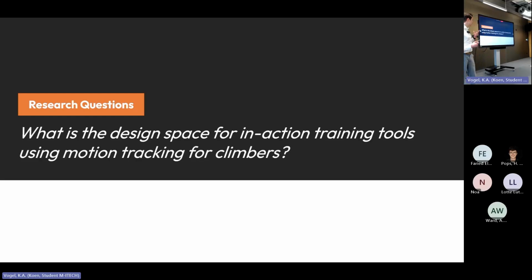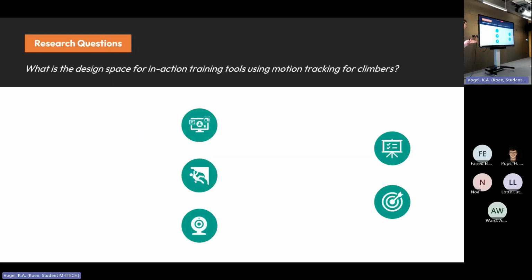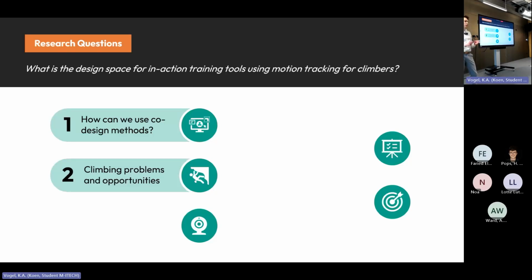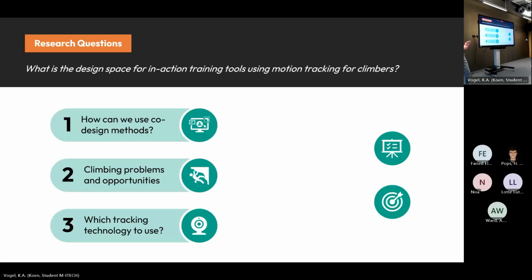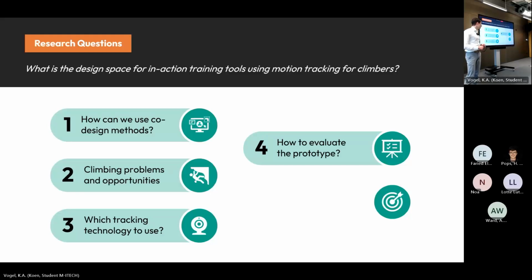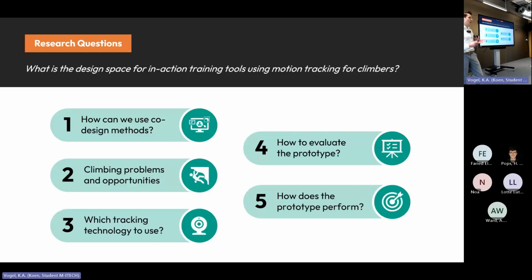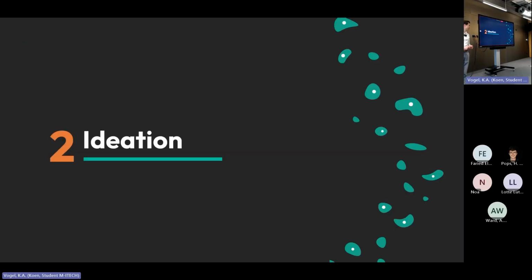This can be broken down into sub-questions, which I've summarized for you because they're all very long. First, the design method, and that is how we use co-design during our process, which means involving users. Second is find out which specific climbing opportunities and problems we're going to tackle. So that's still in the bottom right quadrant, but it basically means the problem is not yet defined and it's going to be explored along the way. Third, which tracking technology are we going to use? So really deep dive into the technology. Then we need some metrics on which the built prototype can be evaluated. And finally, how does the prototype then perform according to those metrics?